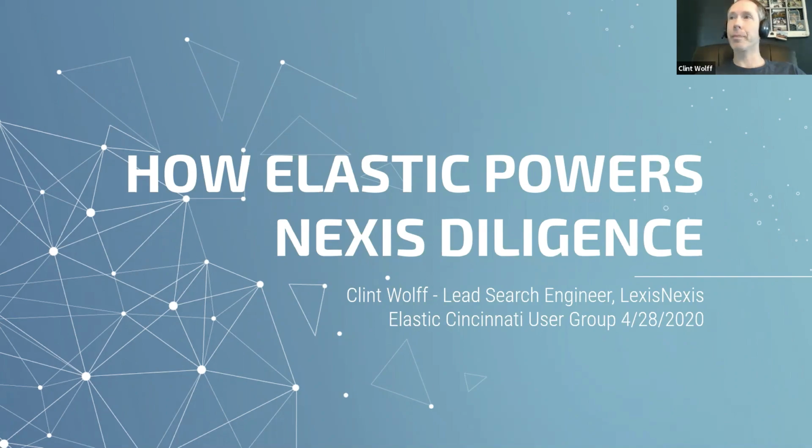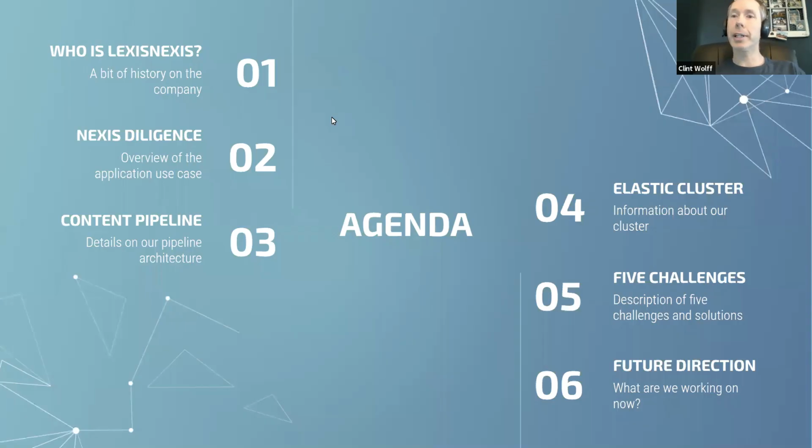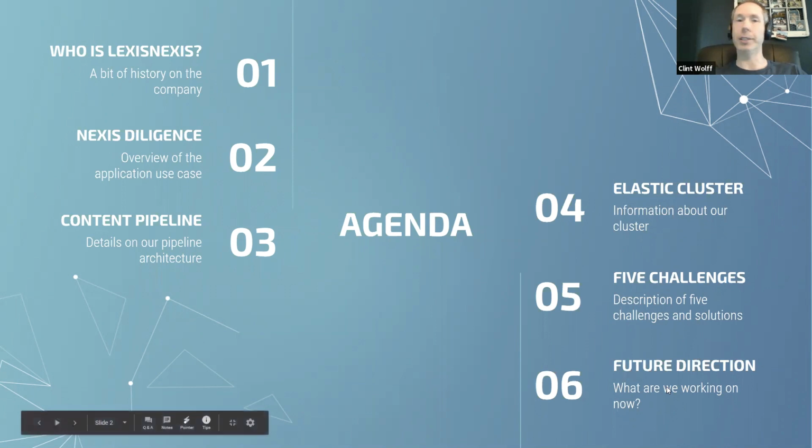All right, so to cover what we're going to be talking about today, first we'll talk a little bit about the history of LexisNexis, the Nexis Diligence project itself, the use case of the application, and our content pipeline, right? So how are we getting content into our cluster? Some details on the Elastic cluster itself. And then I handpicked 5 challenges. Of course, there's always a lot more than 5 challenges when you do a project, but I handpicked 5 of them that I thought would be interesting for this chat. And then a little bit about future direction, what we're working on now, some things coming up.